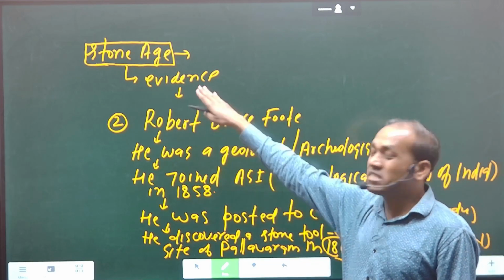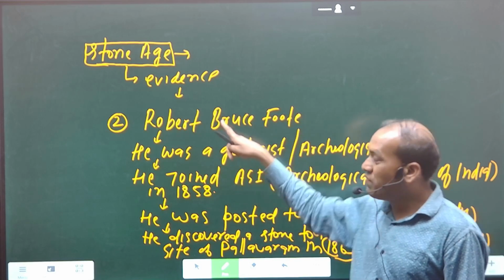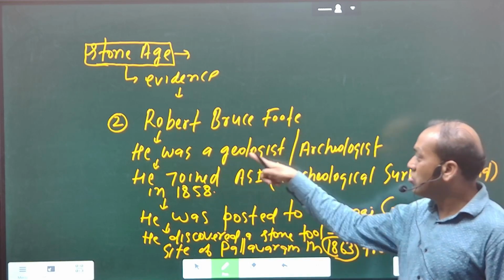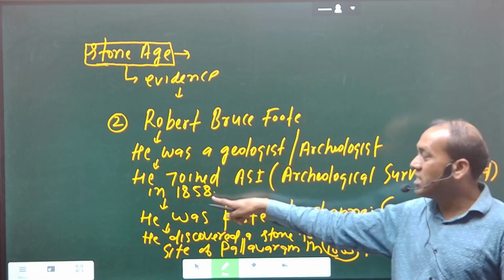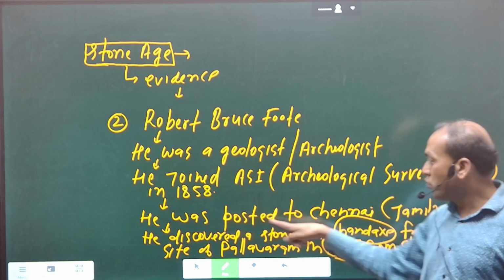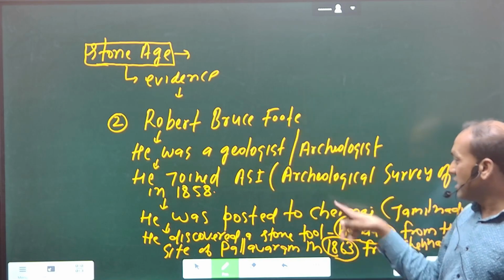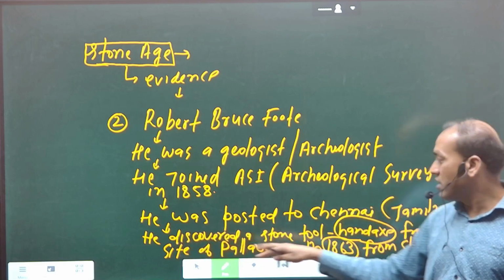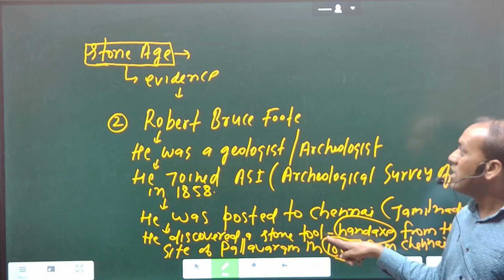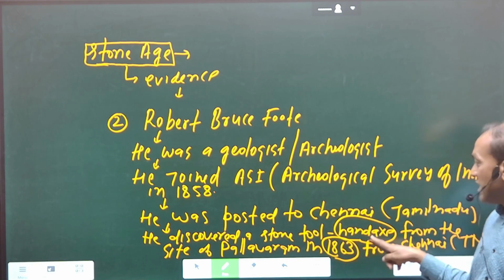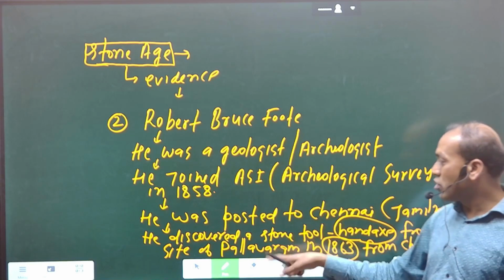In the second evidence, Robert Bruce Foote came from England. He was a geologist and archaeologist. He joined the ASI department in 1858. Then he was posted to Chennai, Tamil Nadu, and by living there in Chennai, he discovered the first stone tool related to this Stone Age, that is the hand axe. Hand axe from which site? From the site of Pallavaram.